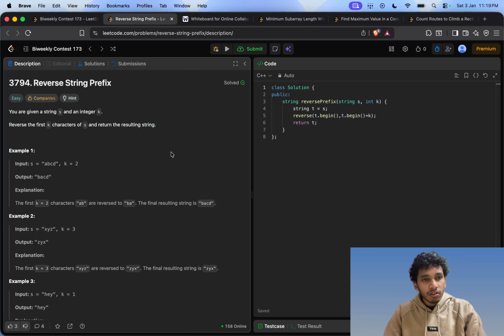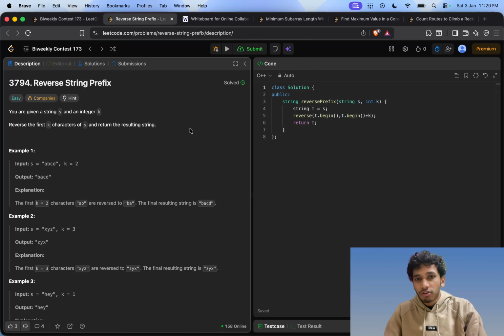The question says that we are given a string S and an integer K. We want to reverse the first K characters of S and return the resulting string. Okay, so this can be solved using two different approaches.